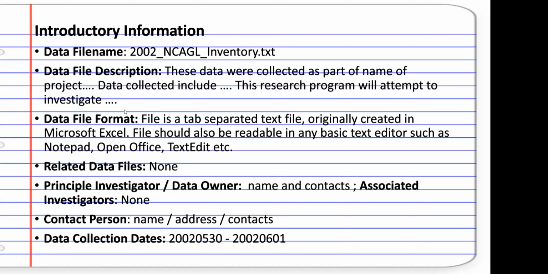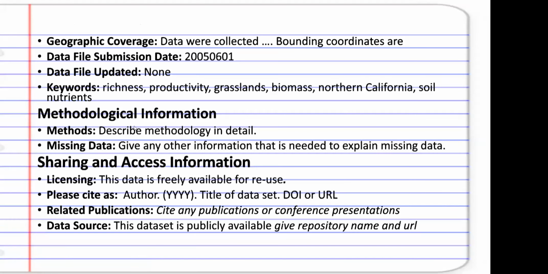It describes the data file description, the format, who the PI is or who owns the data, name and their contacts, any associated investigators, and the data collection dates. And again, you see it's in year, year, year, month, month, day, day format. There's a section to describe the methodology in detail and sharing and access information. So this is a very simple example of metadata for a project.